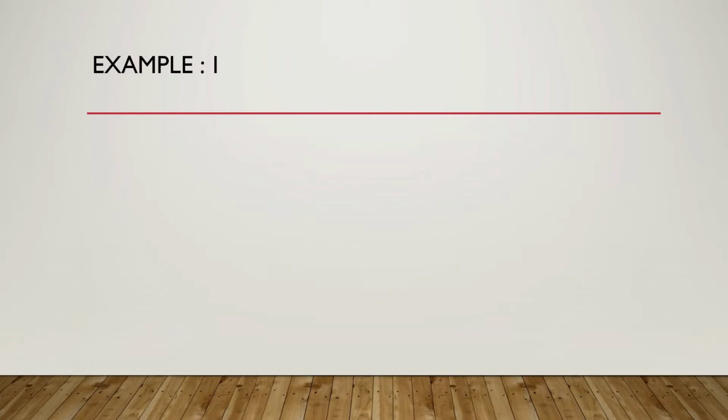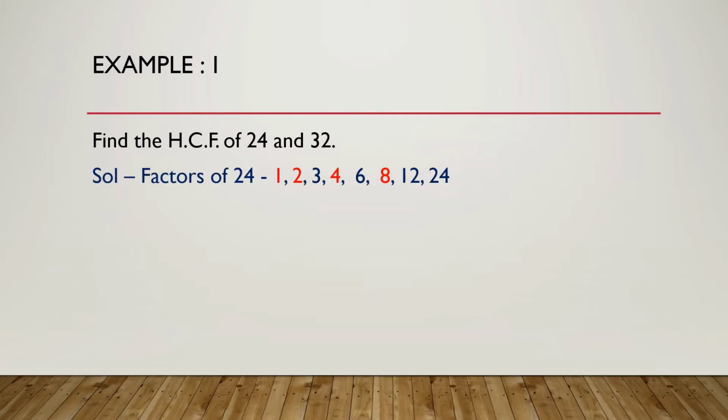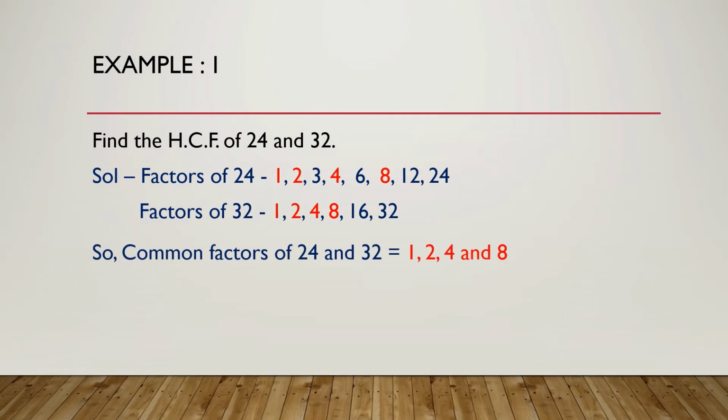Now let us see some examples. Find the HCF of 24 and 32. Factors of 24 are 1, 2, 3, 4, 6, 8, 12 and 24. Factors of 32 are 1, 2, 4, 8, 16 and 32. So the common factors of 24 and 32 are 1, 2, 4 and 8. Therefore, the HCF of 24 and 32 is 8.